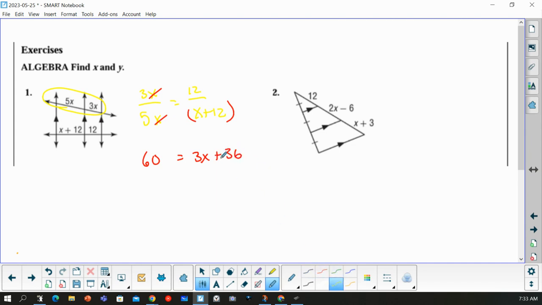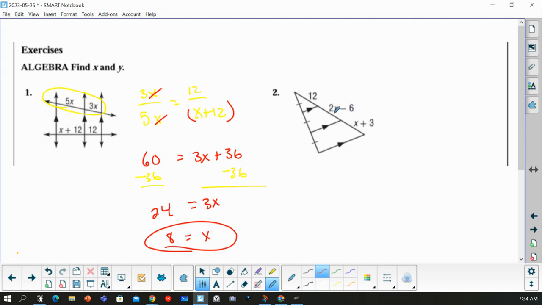I'm then going to subtract 36 from both sides. And I'm left with 3x on this side. 60 minus 36 would be 24, I believe. Divide both sides by 3, and I get x equals 8. All right, so in this problem, there's just an x. It says find x and y, but this one only has x. X equals 8.